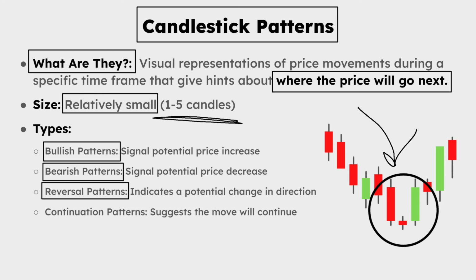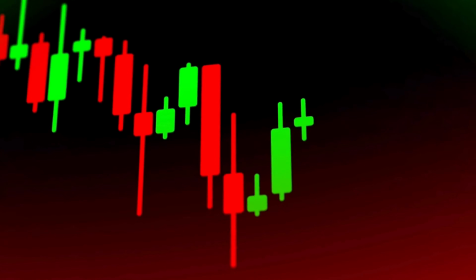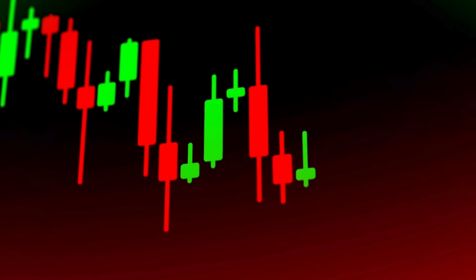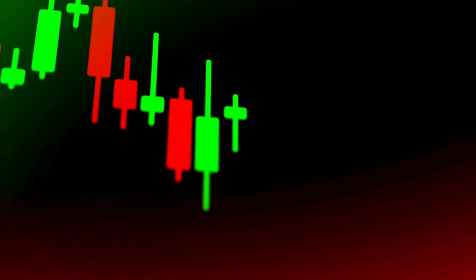And we also have something called continuation patterns. A continuation pattern should suggest that the move will continue. So once again, for example, if we have a trend, you might find a continuation candlestick pattern within the actual impulsive moves that sort of suggests that the impulse will continue. Now let's take a look at some of my favorite candlestick patterns that you definitely need to know about.